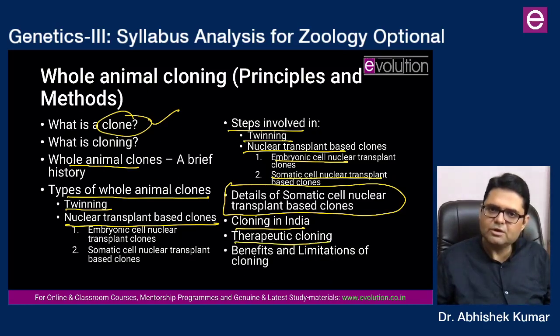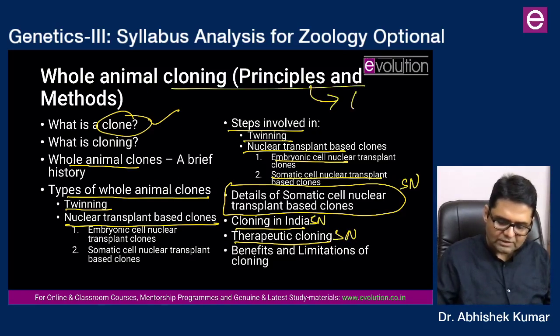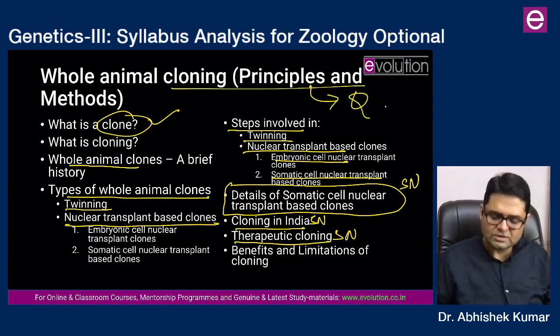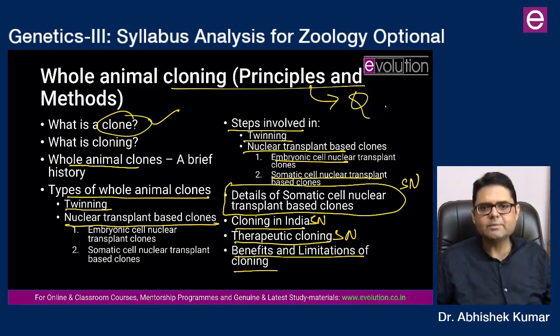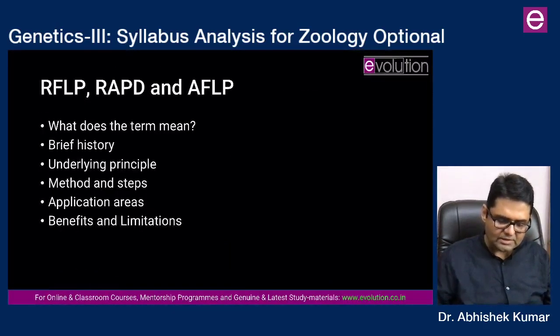What is therapeutic cloning? To give you an idea, therapeutic cloning is where somatic cell nuclear transfer cloning meets stem cells. Prepare a short note on this, and a short note on cloning in India. Overall, this itself is a question. So these are the potential questions in cloning, and then talk about the benefits and limitations of cloning. When you are talking about the benefits, do not write imaginary benefits, write the real benefits which have already been established by the scientists.